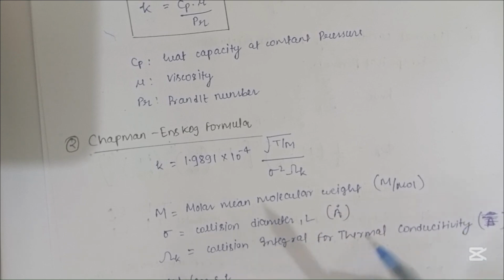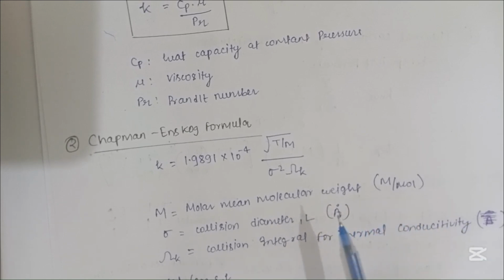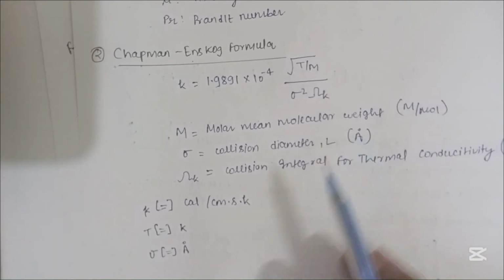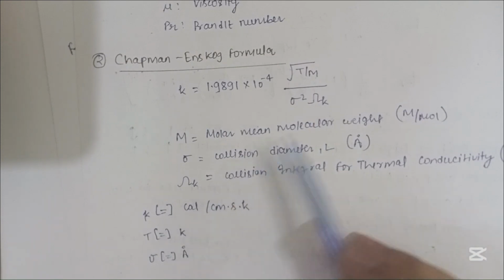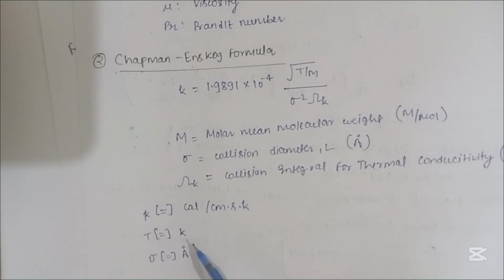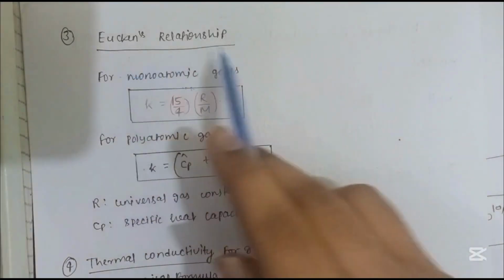We will solve this in a numerical further on. The unit obtained from this formula is calorie per centimeter second Kelvin for thermal conductivity. The temperature we will use in Kelvin, and sigma in angstrom. The third formula is the Eucken relationship.